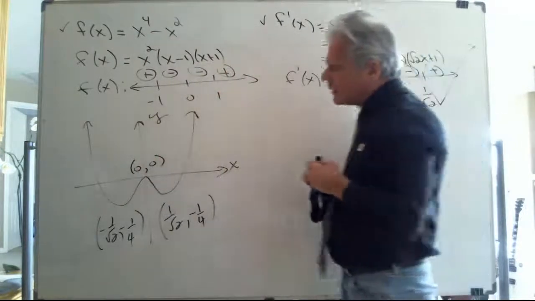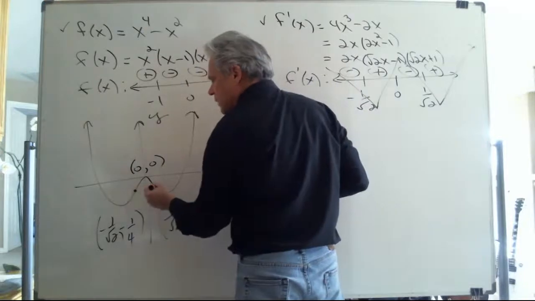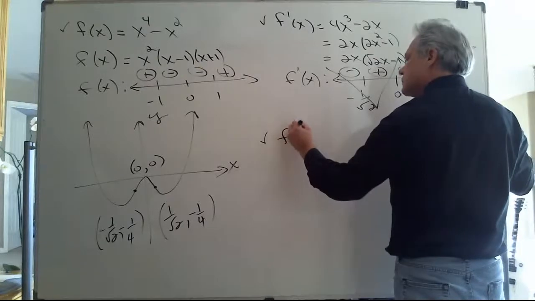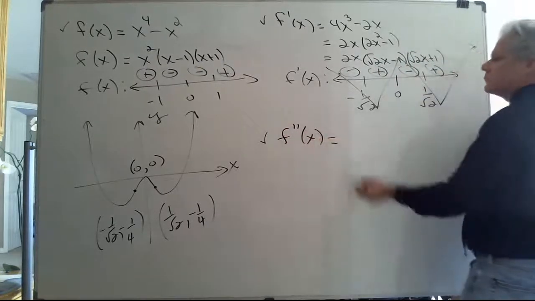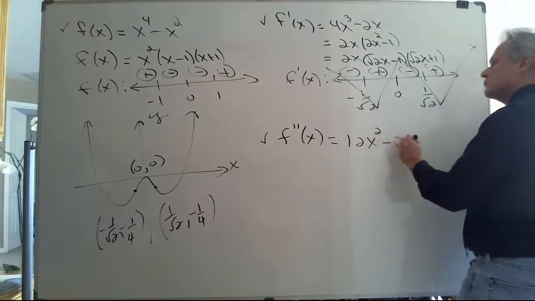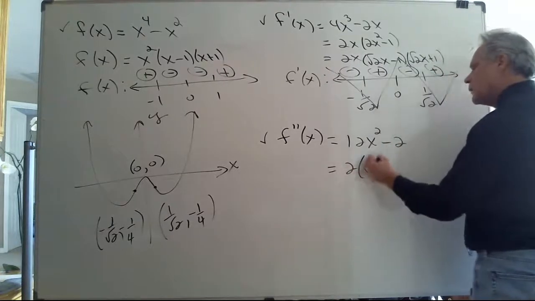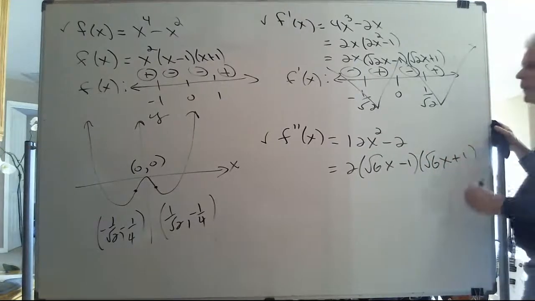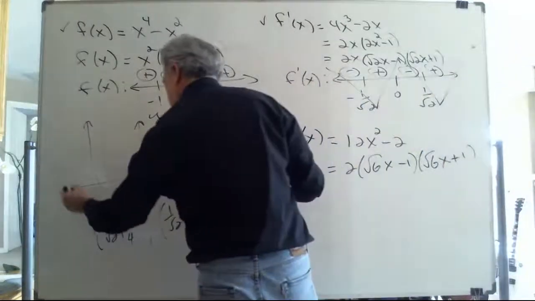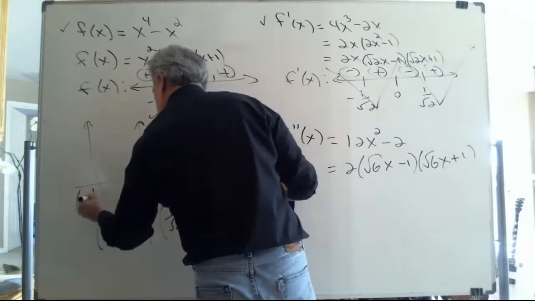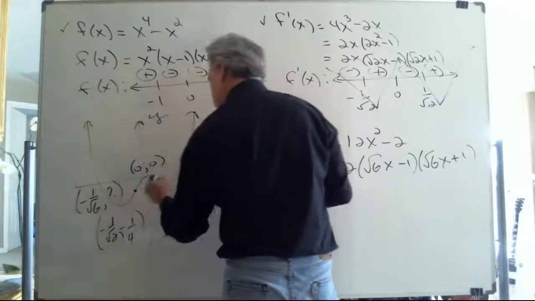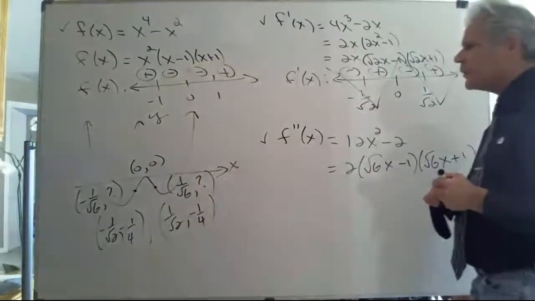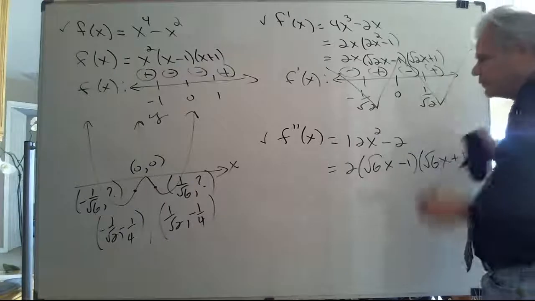So it looks like I changed concavity maybe here and here. So to find those inflection points, let's dive in and differentiate again. So at least the x-coordinates of the inflection points are located at negative 1 over root 6 and positive 1 over root 6. I'll leave the question marks for you. You can check them by putting them into the original function's output.